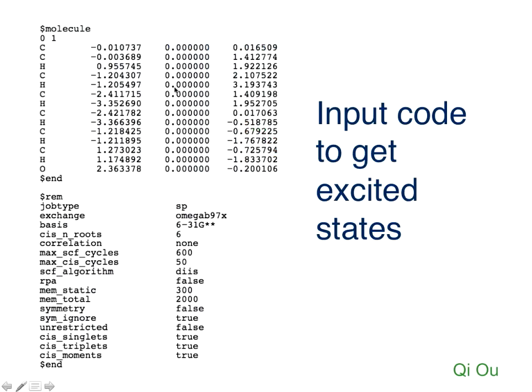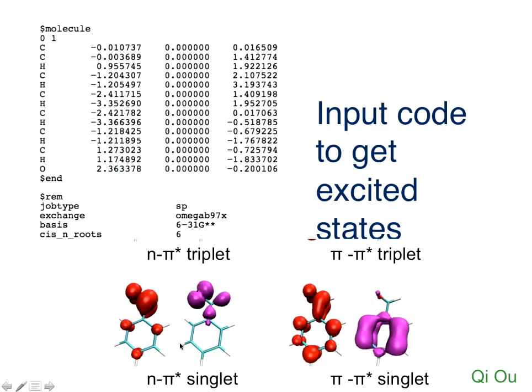So first of all, this is the code that will give you a general excited state for benzaldehyde. The nuclear geometry of benzaldehyde is given. The job type is single point. The exchange functional we used was the Head-Gordon functional omega B97X. We looked for 6 CIS roots. This is all just information about static and total memory, not very important. We're looking for triplets, and we're also looking for singlets here.